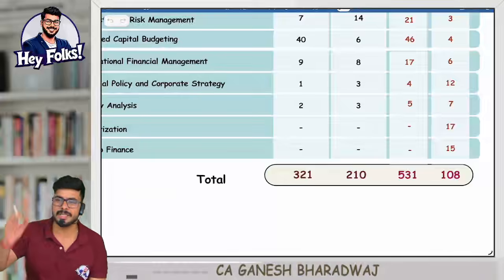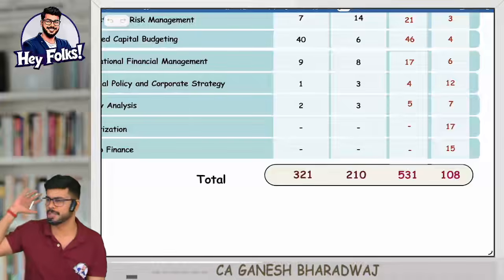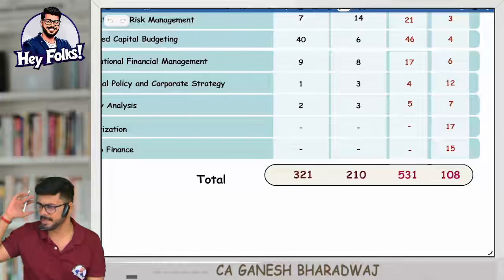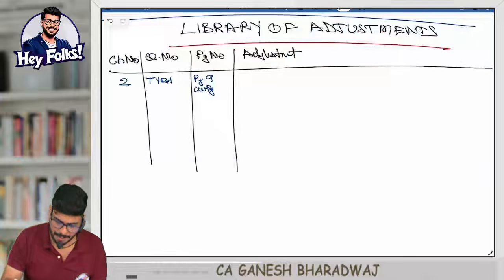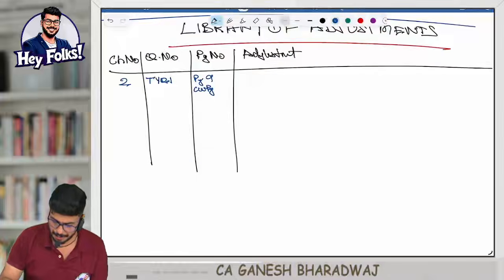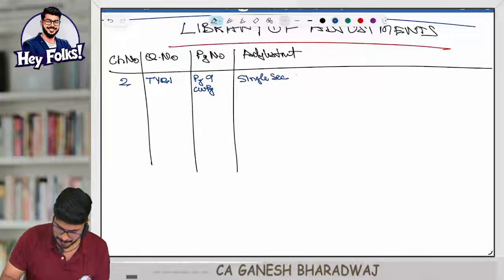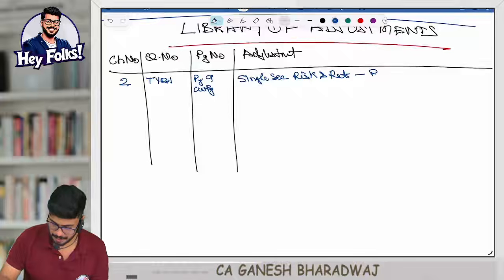Guys, this is actually the true wealth that you accumulate over the course of our lectures. Is this clear? Now please go and update your library of adjustment. Write down. Single security risk and return - probability.